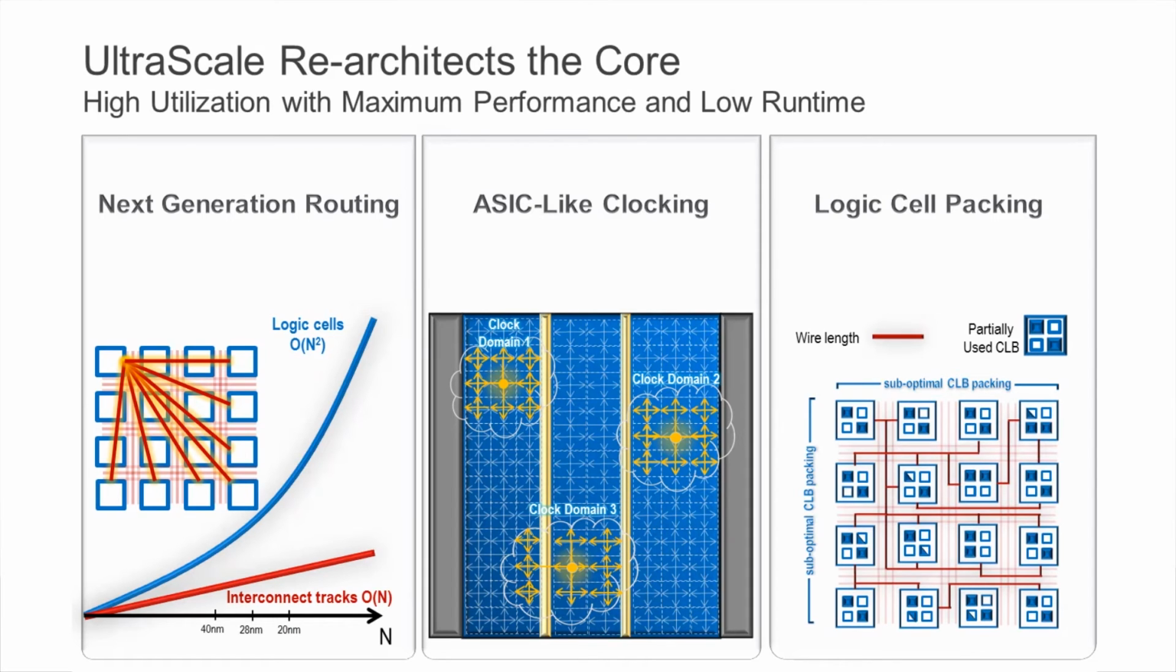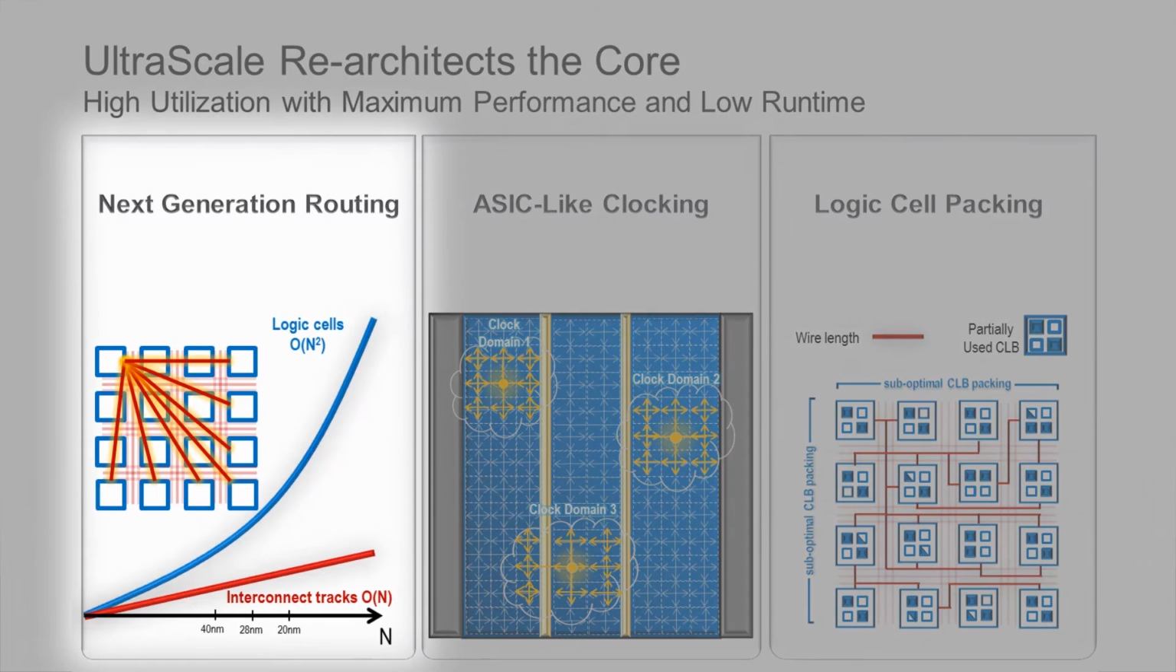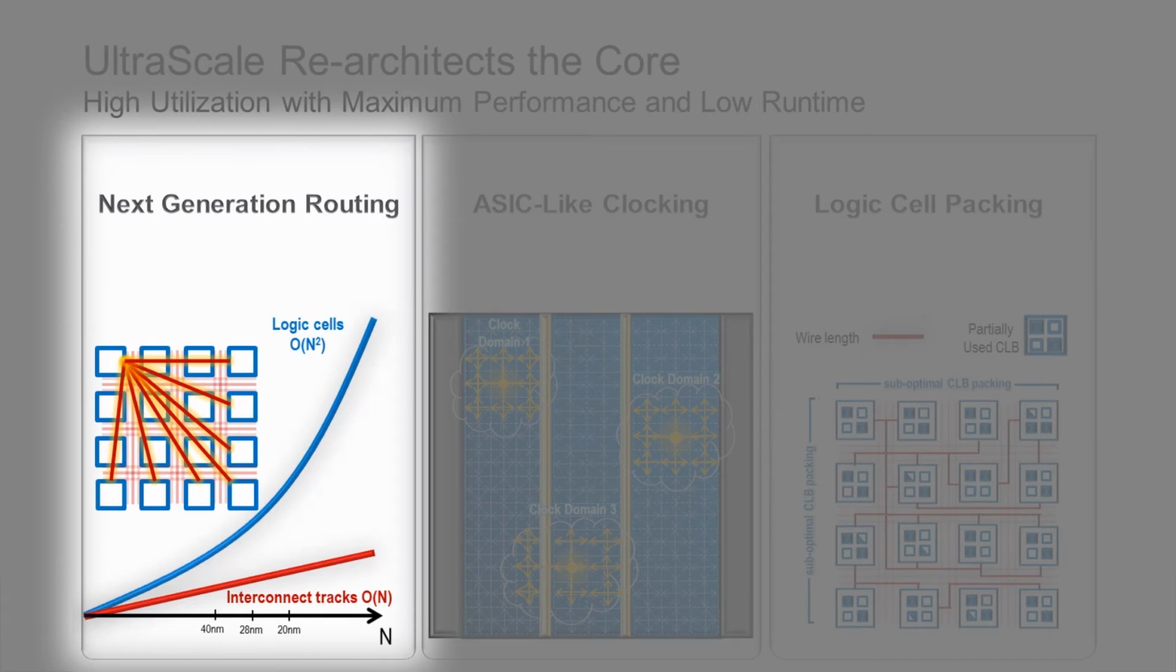We took a hard look at why interconnect is so often dominating the total path delay. As density grows in a conventional architecture, the interconnect tracks grow by about order n, but the logic elements grow by order n squared.